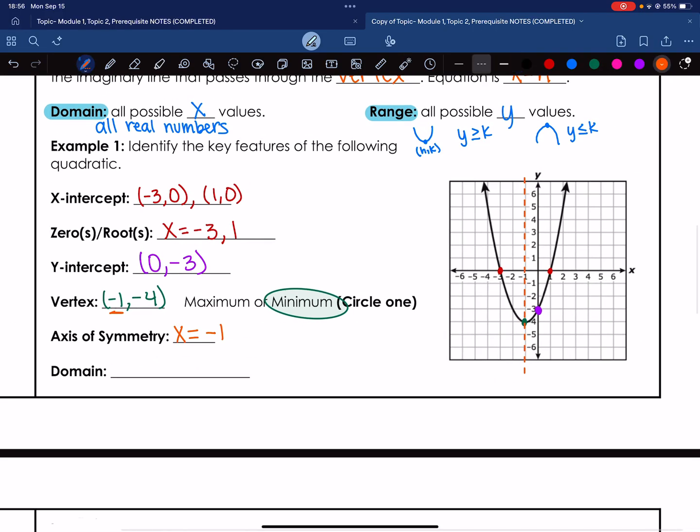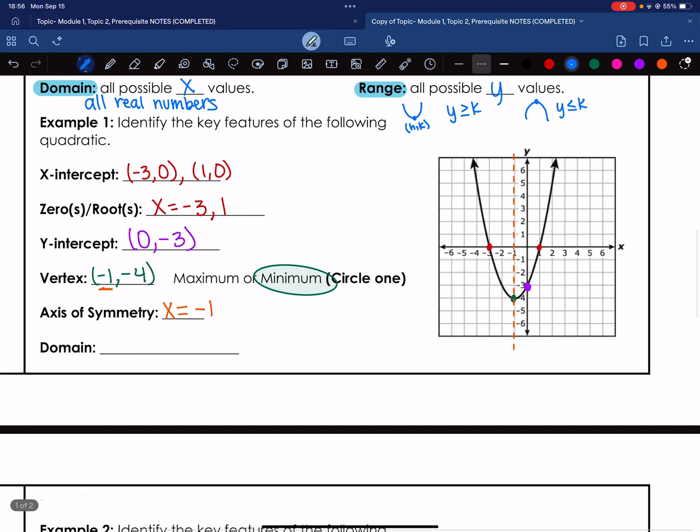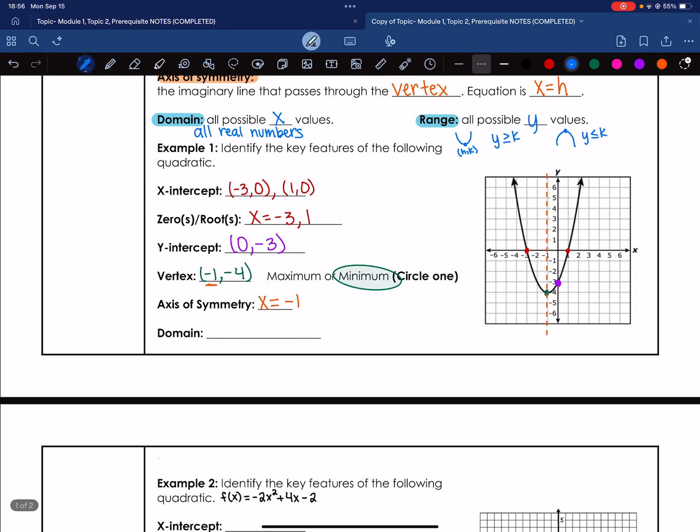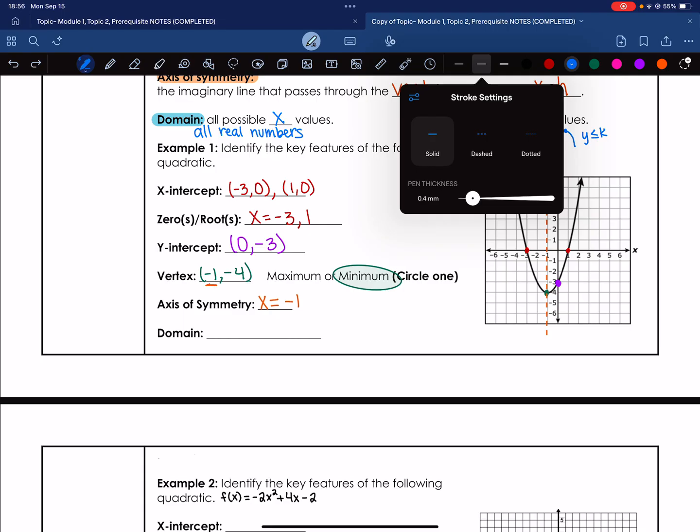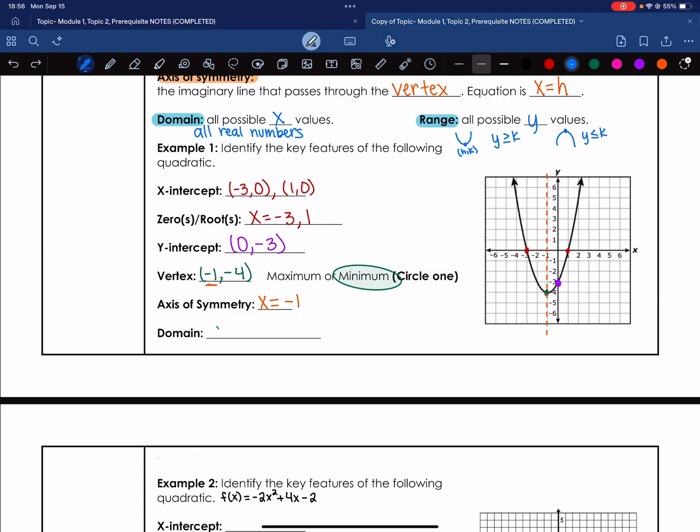Okay. And then the last thing we're going to talk about here is the domain. That's just going to be all real numbers. Every single time we talk about domain, it's going to be all real numbers.